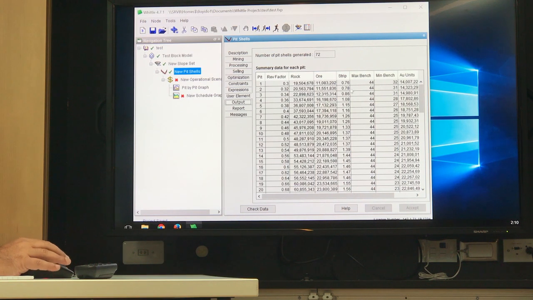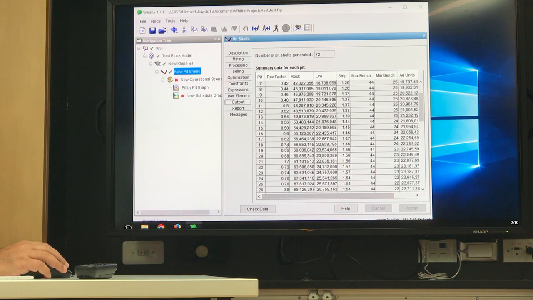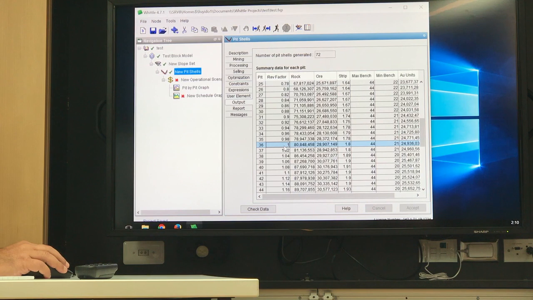start from block 44, from surface to minimum bench is 32. It means how many benches do you have? Almost 12, right? Yeah. As you could see, we see the gold grade here as well. So 1.26, as you could see. Then, if we go down, we see that this is the one, okay?